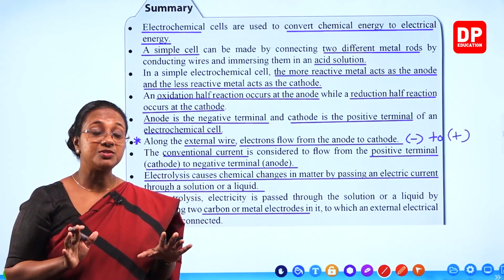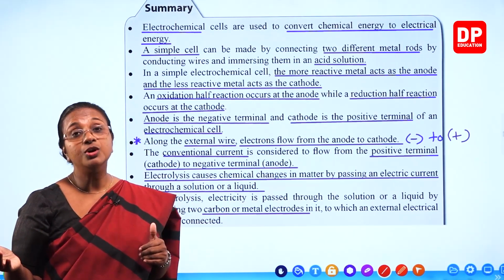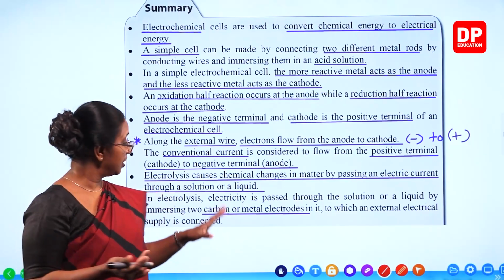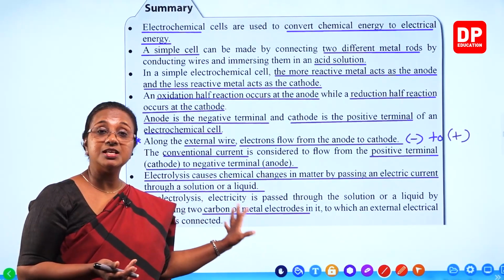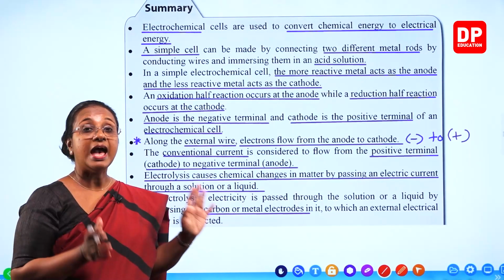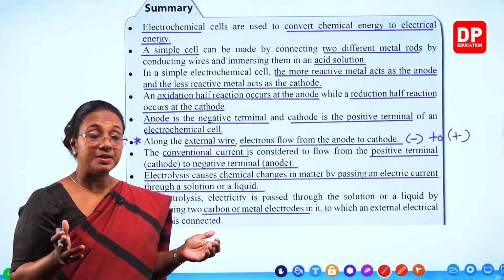You can remember, students, carbon graphite is much cheaper compared to platinum. That is why, although both of them are inert electrodes, in the lab for our activities we use carbon electrodes or metal electrodes. And when they are connected to the external circuit, what happens?